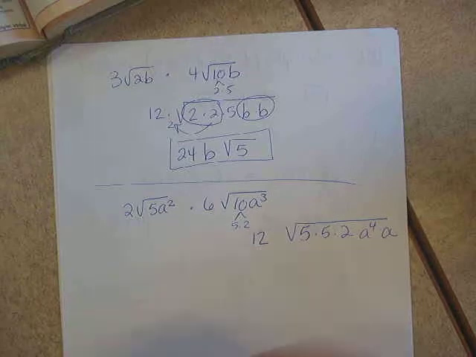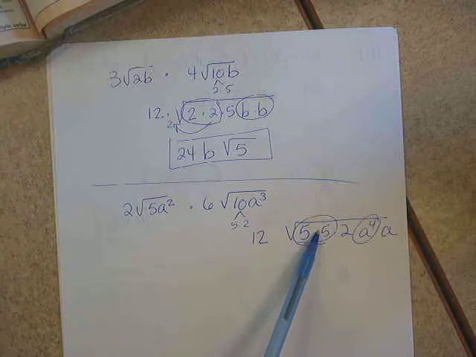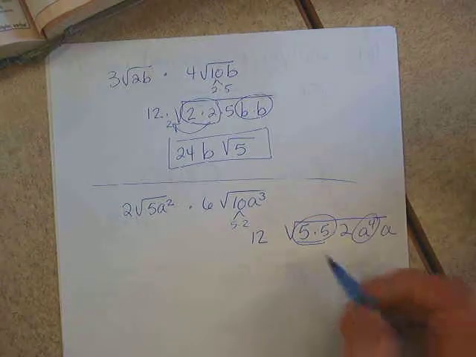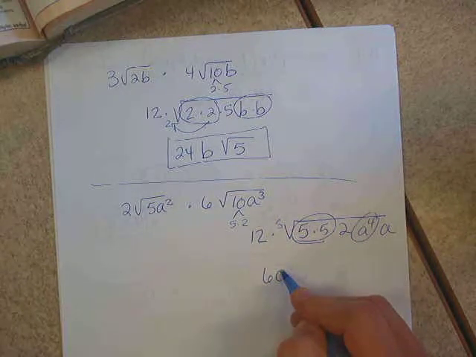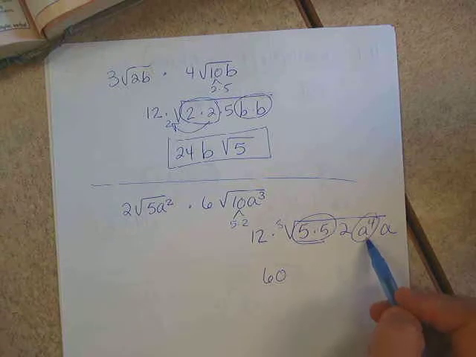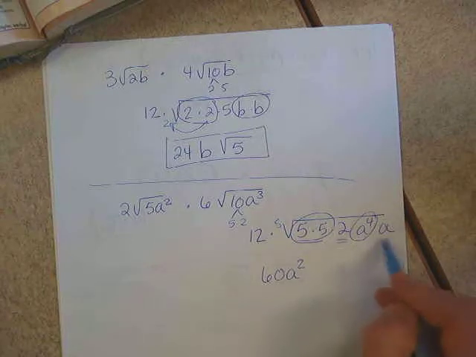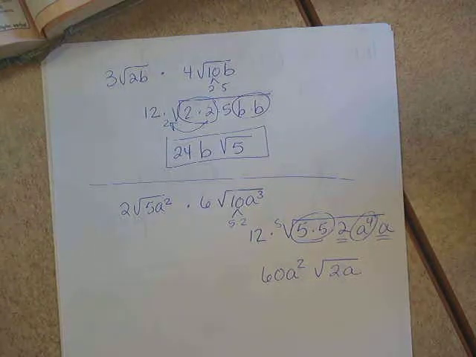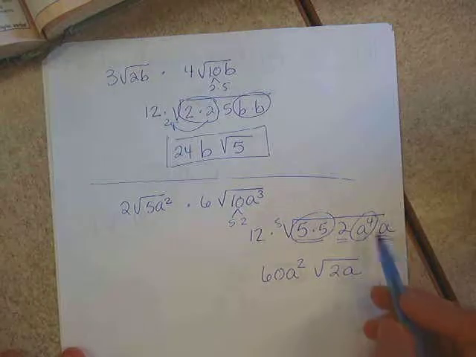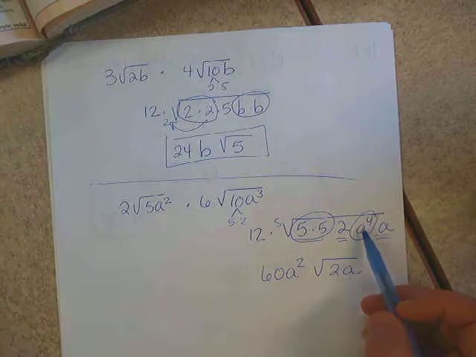Altogether I have 5. Did I just confuse anyone there? I have 2 here and 3 there, so I have 5. I took 1 off and made the rest 4, because that 1 is going to stay in, right? So my pairs are here and here. The 5 comes out, and the 5 and the 12 become what? 12 times 5 is 60. And a to the fourth comes out as a squared, and still hanging out in the radical is 2a.